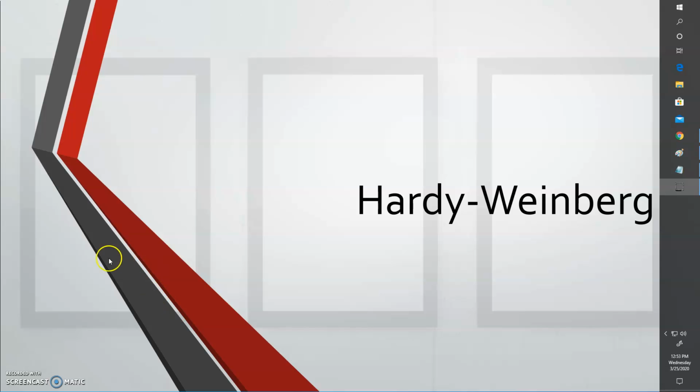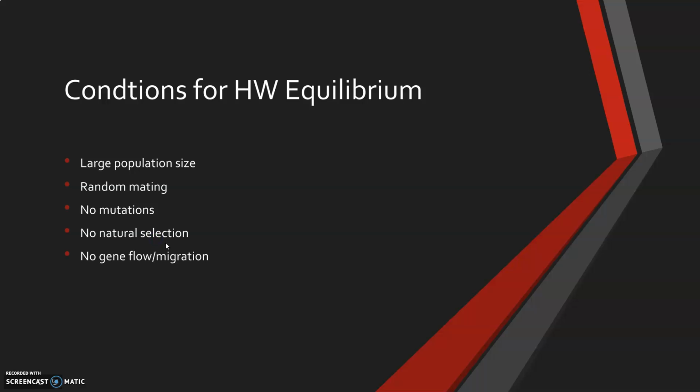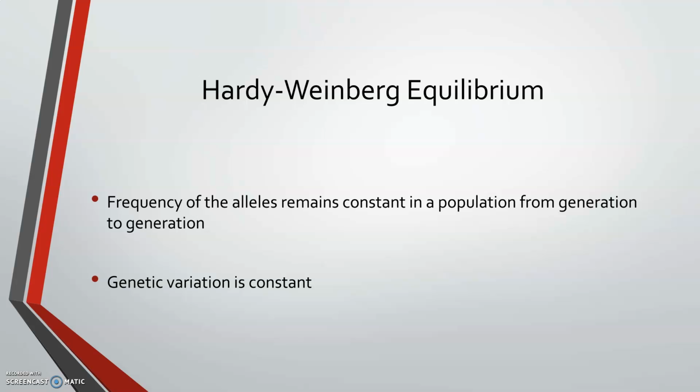But Hardy-Weinberg, it's equilibrium, right? And really, Hardy-Weinberg equilibrium, to sum it up, there's no evolution happening. You have this constant allele frequency, and the populations don't change from generation to generation. It's all genetic variation constant. It's all fancy for just saying, hey, evolution's not happening. So Hardy-Weinberg equilibrium is necessary for this calculation that we're going to talk about.